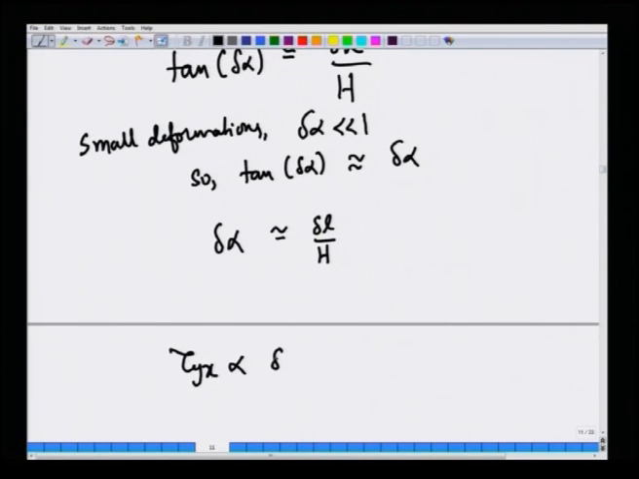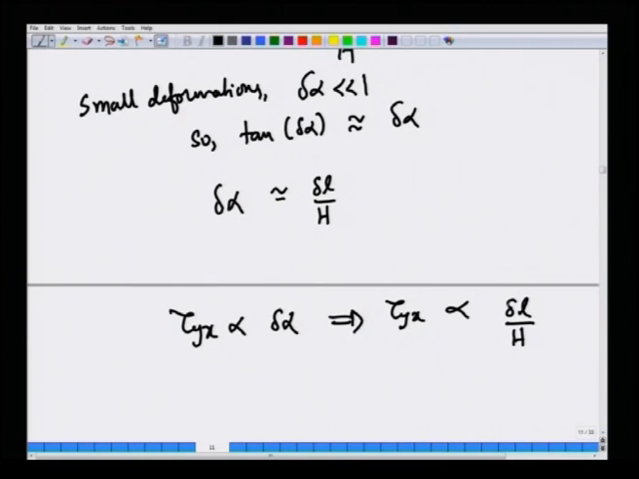is directly proportional to delta alpha, or the shear stress in a solid is proportional to delta L divided by h. Okay, delta L is the amount of deformation in the x direction and h is the gap width between the two plates. So, this quantity is called the strain. This is called the strain in the solid. This is a non-dimensional deformation in the elastic solid.